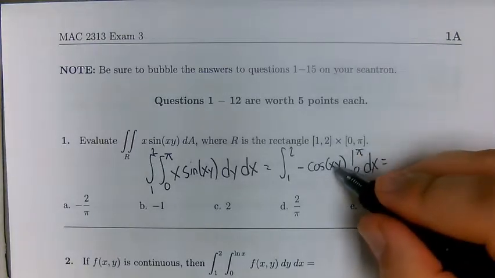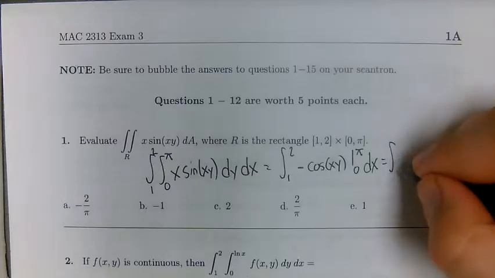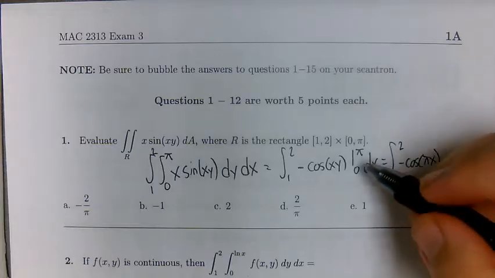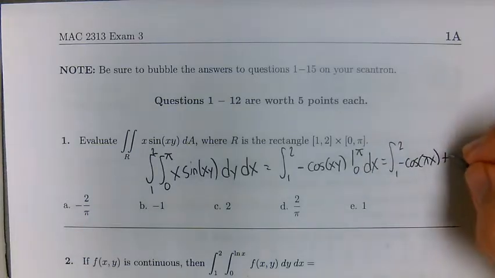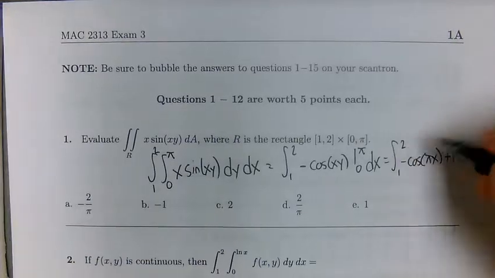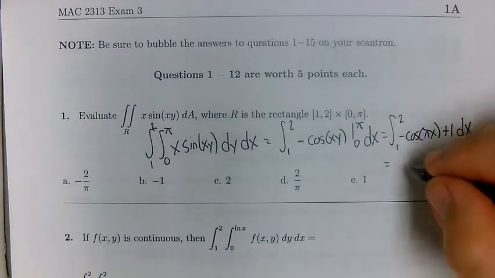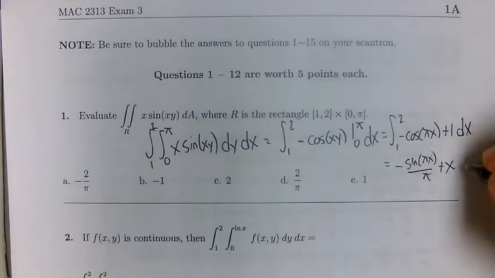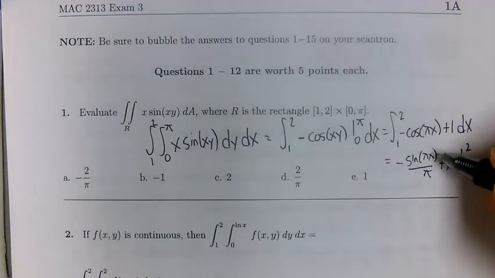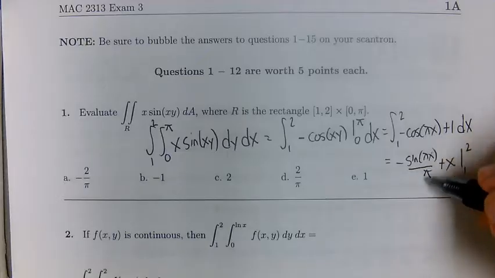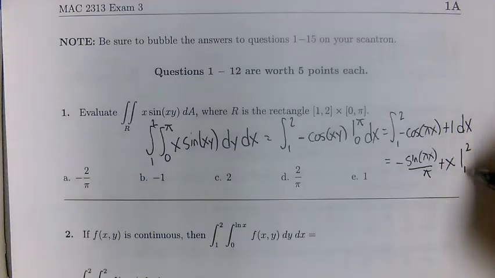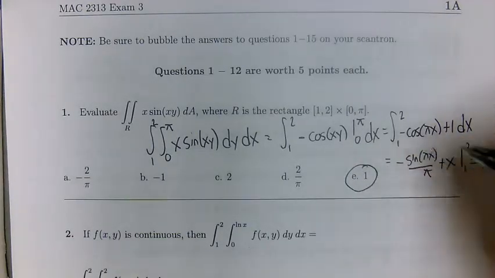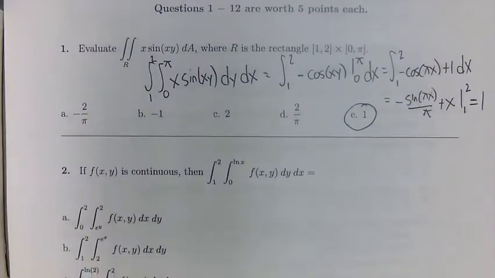If I plug in pi for y, then I get negative cosine of pi x. And then we have minus cosine of 0, so that's plus 1. Then I integrate negative sine of pi x over pi plus x, from 1 to 2. Well, sine of 2 pi is 0 and sine of pi is 0, so we don't get anything from this. I plug 2 in here, and then subtract when I plug 1 in here, and this ends up just being an elaborate way of saying 1. So 1 is going to be our answer for number 1, fittingly, I guess.